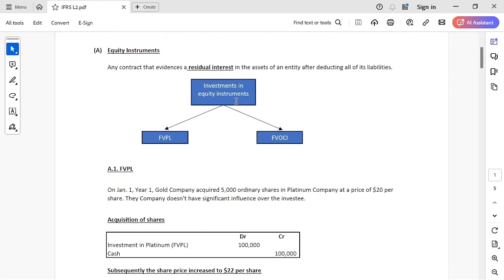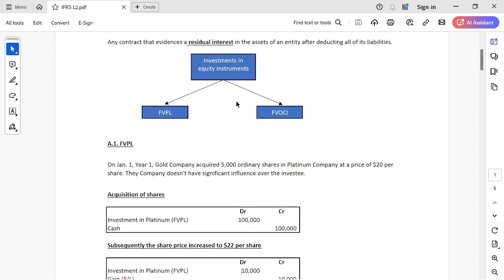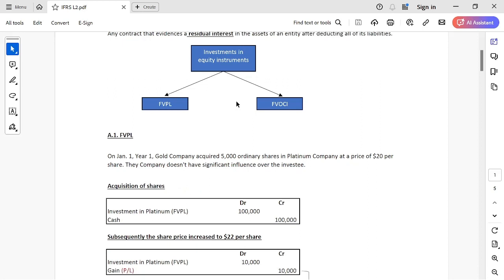IFRS 9 came with a model where, in most cases, equity instruments are going to be valued using fair value through profit or loss. From its name itself, this means that changes in fair value are going to go directly to profit or loss, i.e. the income statement.